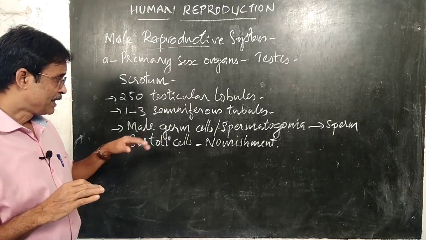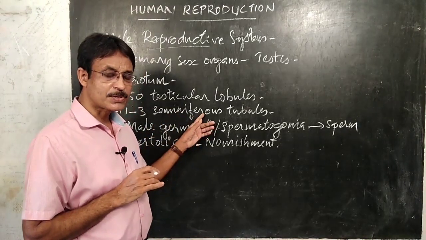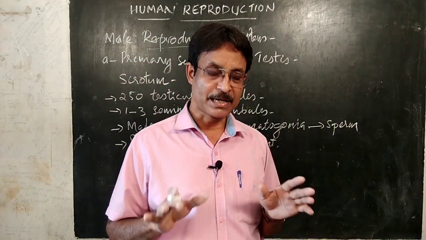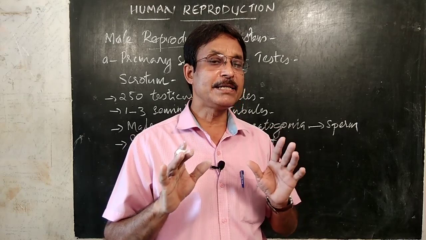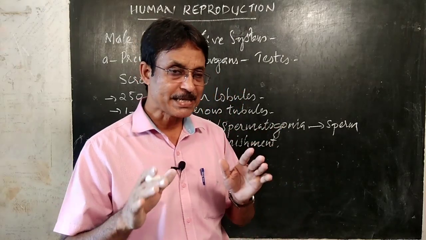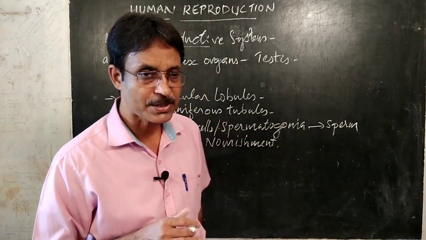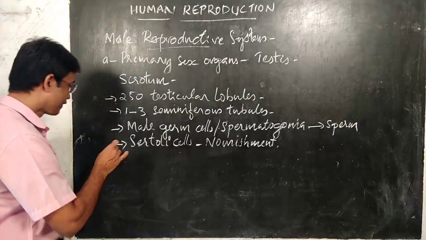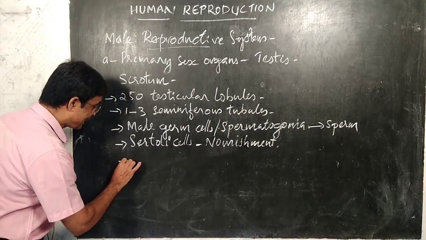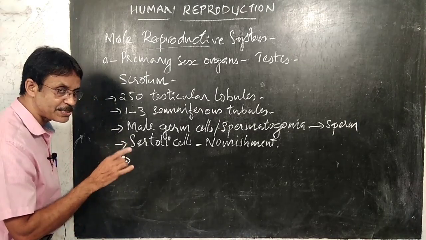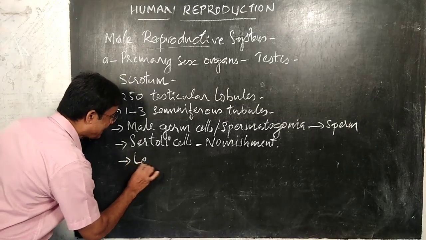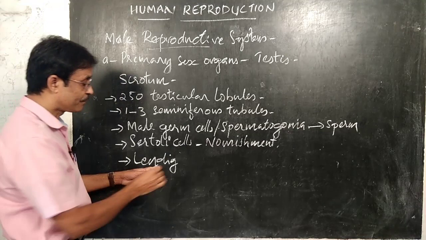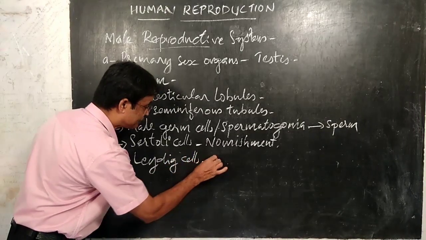Then, outside the seminiferous tubules, there are spaces. Those spaces are called interstitial spaces. The interstitial spaces, the spaces between the seminiferous tubules, possess cells. And the first cell present outside is called interstitial cells or Leydig cells.